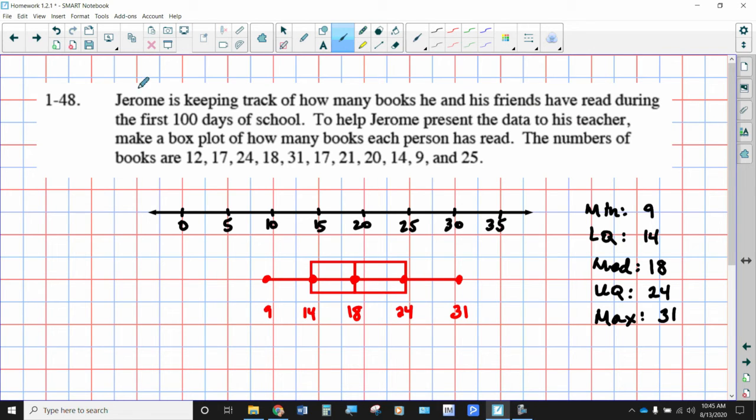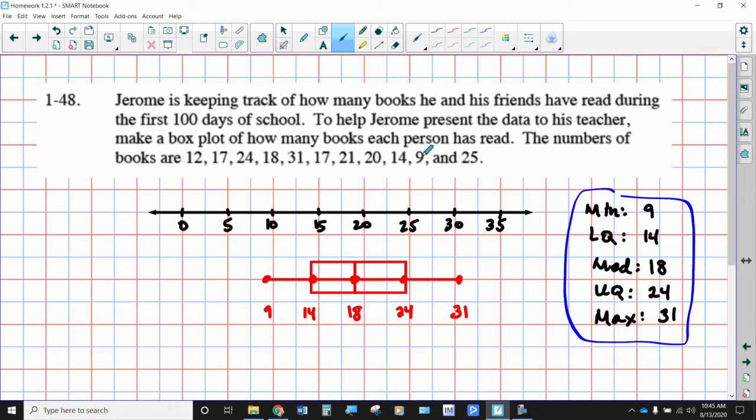I can feel it. All right, so Jerome is keeping track of how many books he and his friends have read during the first 100 days of school. To help Jerome present the data to his teacher, make a box plot of how many books each person has read. Okay, so for the box plot, you need the minimum, the maximum, the median, and then the 2 quartiles. So everything is based on ordering this data.